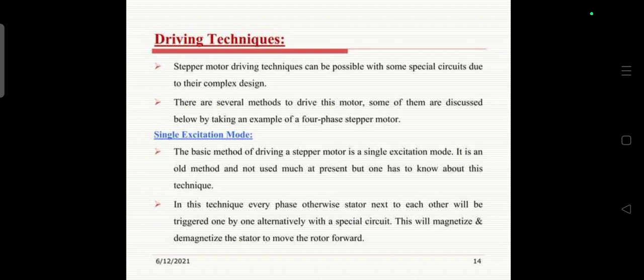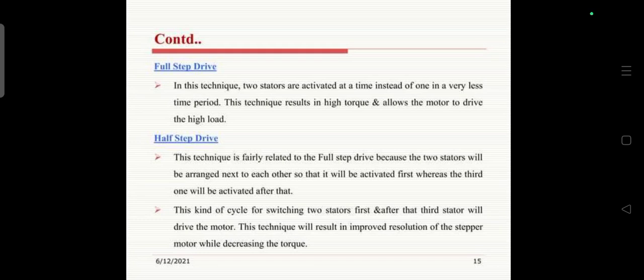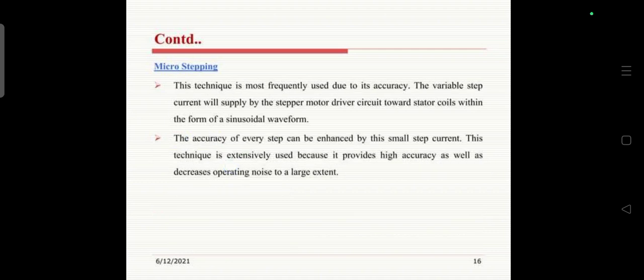In this technique, every phase, otherwise stator, next to each other will be triggered only one way alternatively with a special circuit. This will magnetize and demagnetize the stator to move the rotor forward. The next heading is full step drive. Then the second topic is half step drive. Then the next one is micro stepping.